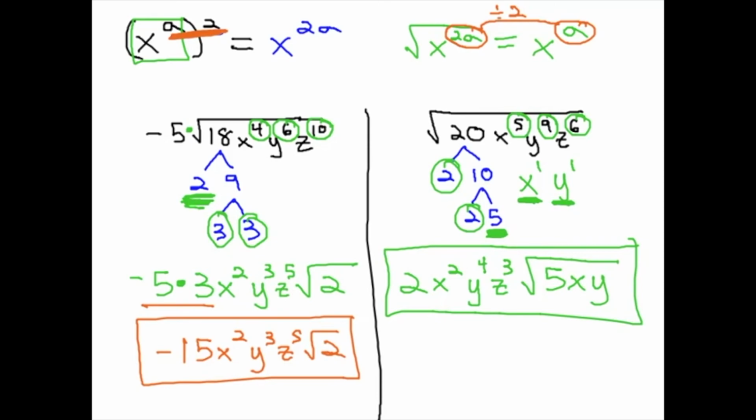Again, when taking a square root with variables, we divide the exponents by 2 to tell us how many come outside. If there's a remainder, that's how many will remain inside the radical.